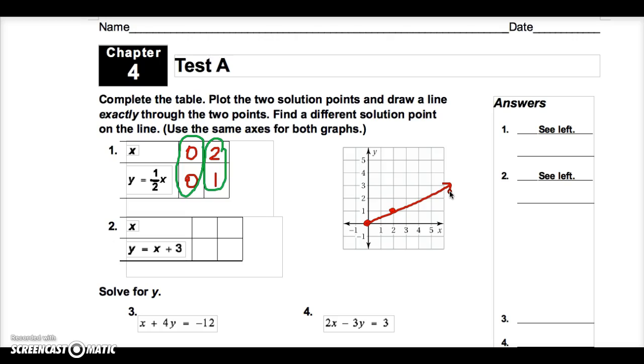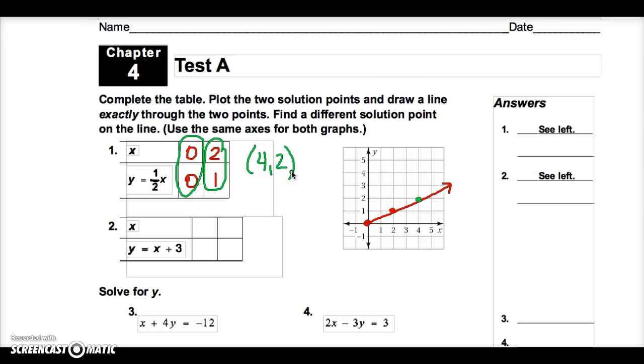Now the last thing it said to do was to pick a different point that is on that line. So if you look, I noticed to get from one point here to the other, I rise 1 and I run 2, because that was my slope. So if I rise 1 and run another 2, I end up right here, and that point would be 4, 2.